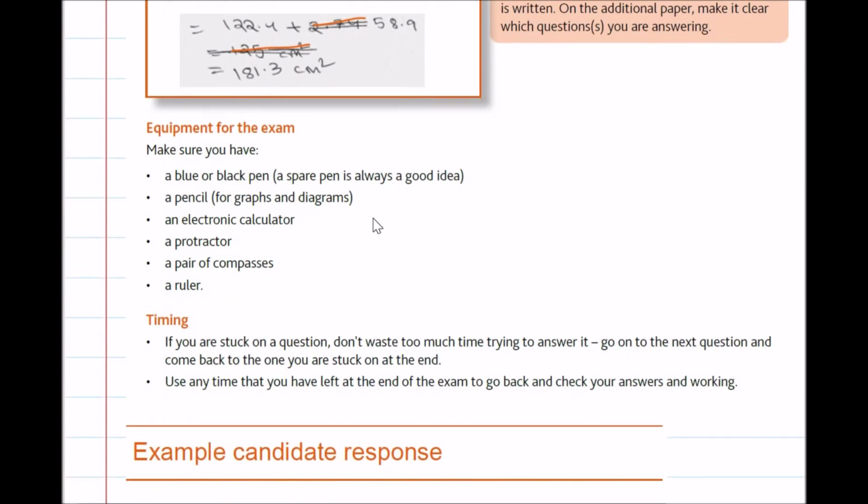Okay. What are the equipments required for the exam? Make sure you have a blue or black pen, a pencil for graphs and diagrams, an electronic calculator, a protractor, a pair of compasses, a ruler. These are the things required in exam. So you should always have them.